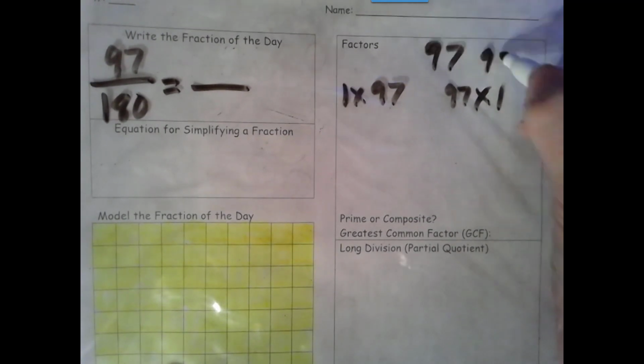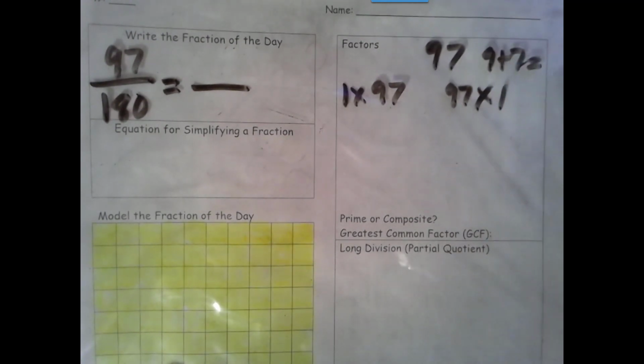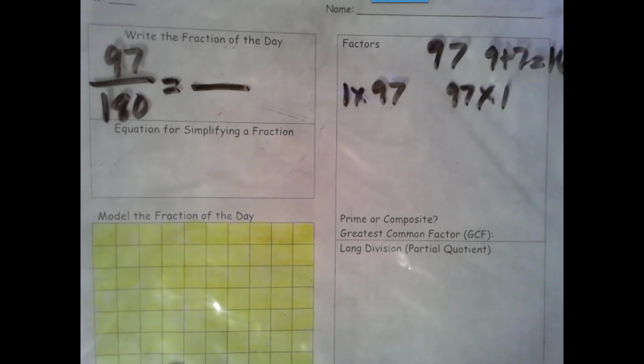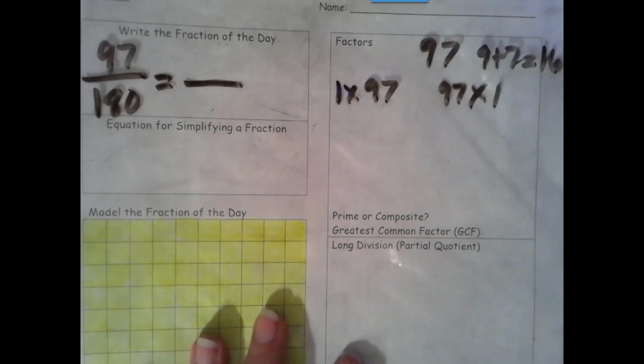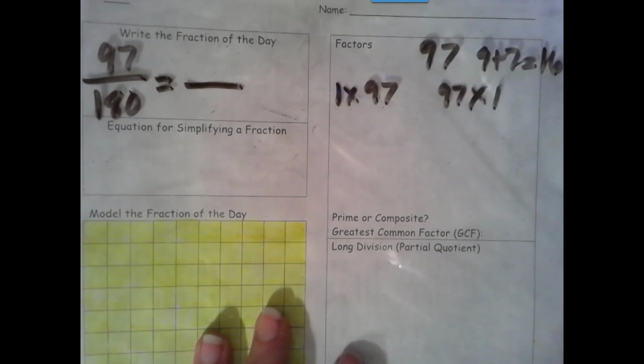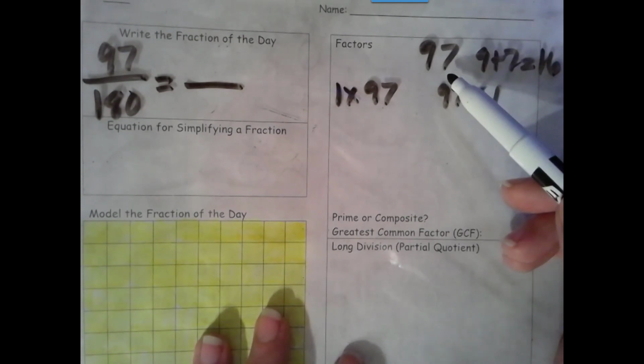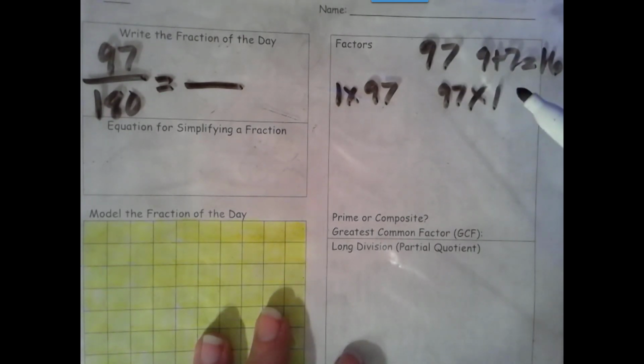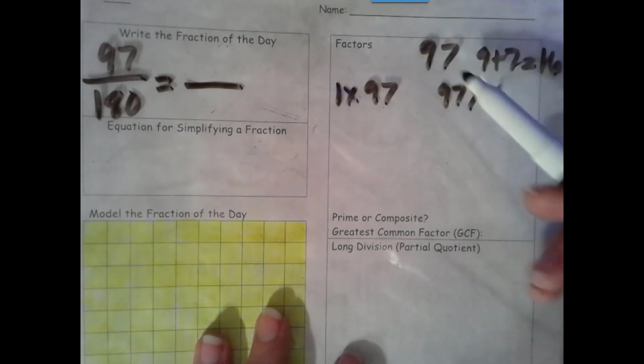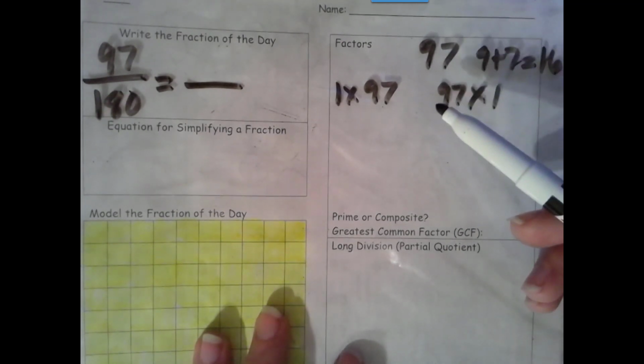The rule for 3 is that we add the digits together. You get 16. 16 is not a multiple of 3, so 3 is not a factor. We try 5. The rule for 5 is that it ends in a 0 or 5. It ends in a 7, so 5 is not a factor. We try 7. So 7 times 10 is 70, 77, 84, 91, 98. 97 is not in that list, so 7 is not a factor.